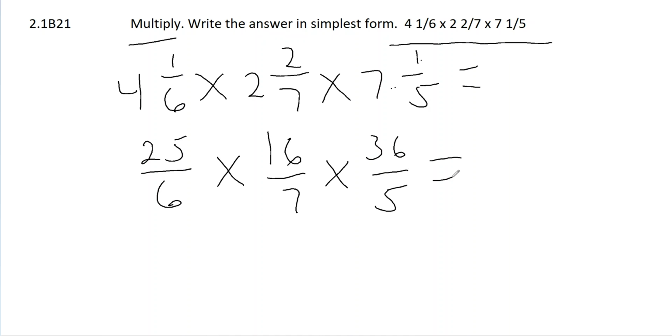But before we do, let's look for opportunities to simplify before we multiply, and that's going to save us a ton of work on this problem. I can see the 25 and the 5 go well together because 5 goes into 5 one time and 5 goes into 25 5 times. I like the 6 and the 36 because 36 divided by 6 is 6 and 6 divided by 6 is 1. Are there any other opportunities? The 7 and the 16 don't work, and I don't see anything else.